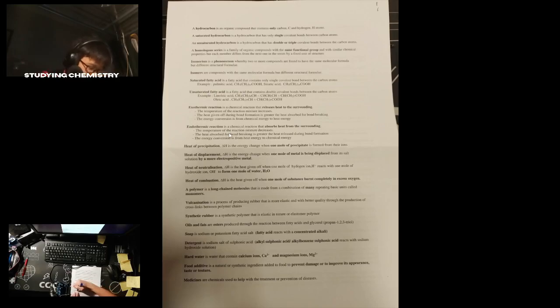A polymer is a long-chained molecule that is made from a combination of many repeating basic units called monomers. Vulcanization is a process of producing rubber that is more elastic with better quality through the production of crosslinks between polymer chains. Synthetic rubber is a synthetic polymer that is elastic in nature.